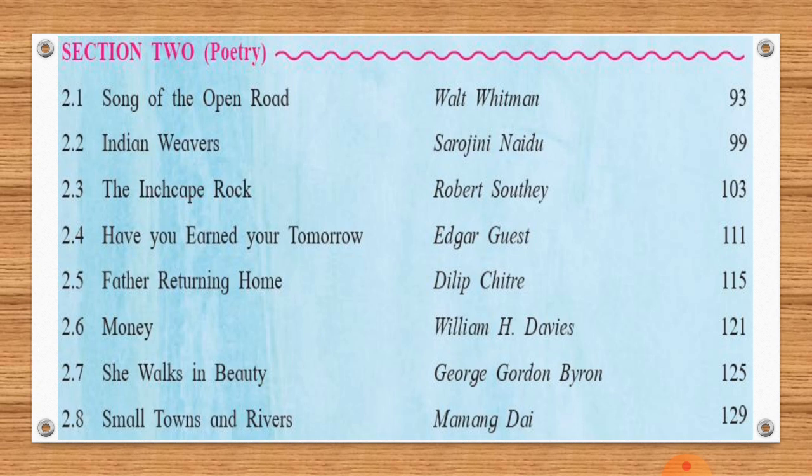Then the next poem is Money, written by William H. Davis. This poem is telling us about the real happiness in life. So instead of giving a lot of importance to money, we should focus on our happiness and on our contentment.